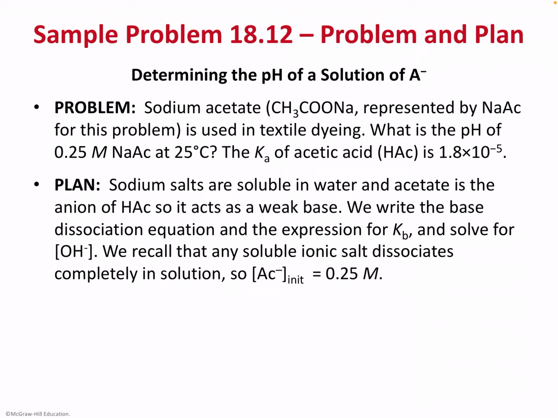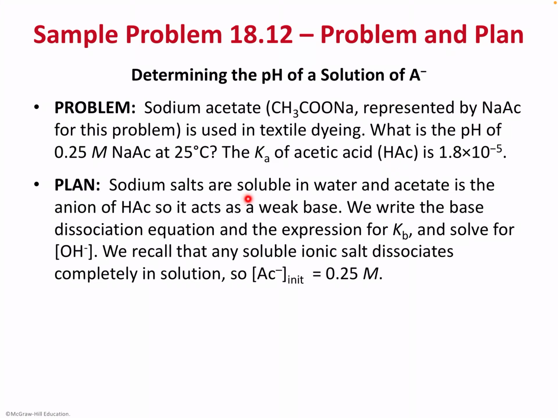Okay, so let's use this equation to put this concept into practice. Sodium acetate, this is the formula, you can represent it by NaAc. Used in textile dyeing, what is the pH of 0.25 molar sodium acetate at 25 degrees Celsius? The Ka of acetic acid is given. You want to find out the pH of sodium acetate. Ka of the acetic acid is given.